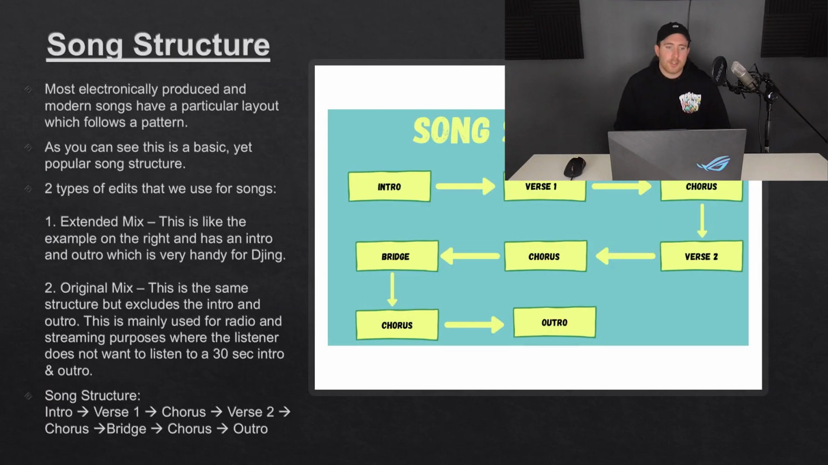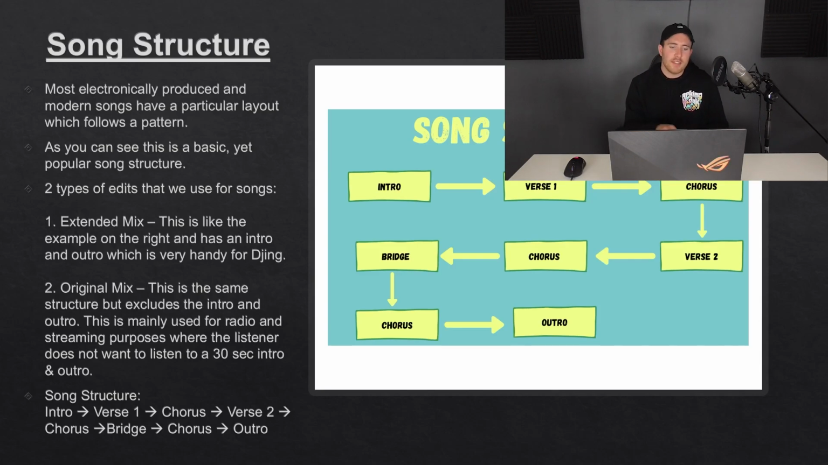So getting into song structure. Most electronically produced and modern songs have a particular layout which follows a pattern. As you can see, this is a basic yet popular song structure right here that I have on the screen. There's 2 types of edits that we use for songs. One is an extended mix. This is like the example on the right of screen here, which has an intro and outro, which is very handy for DJing. So extended mix has an intro and outro.